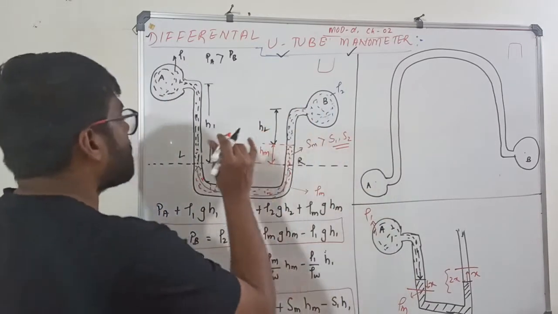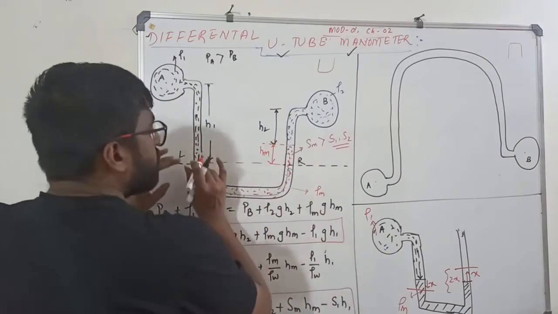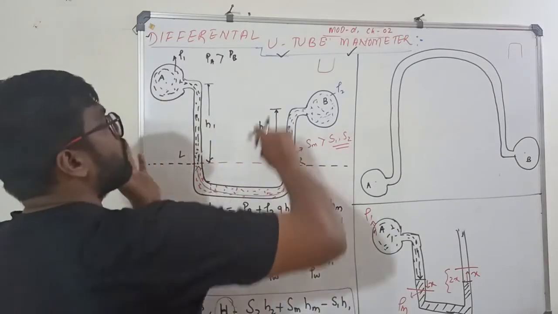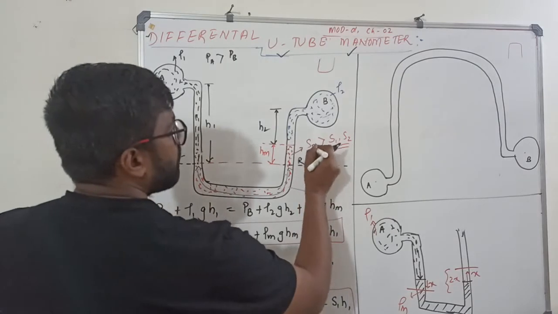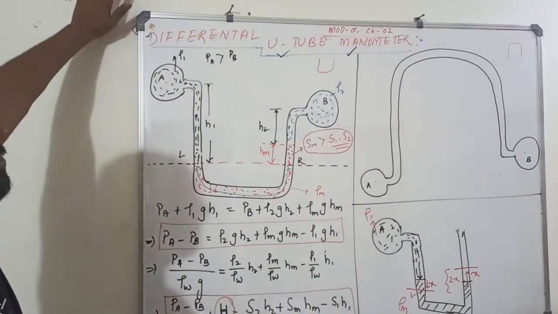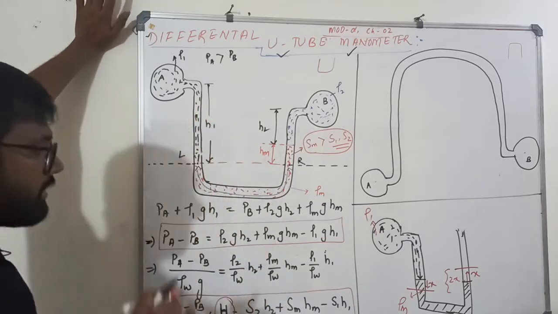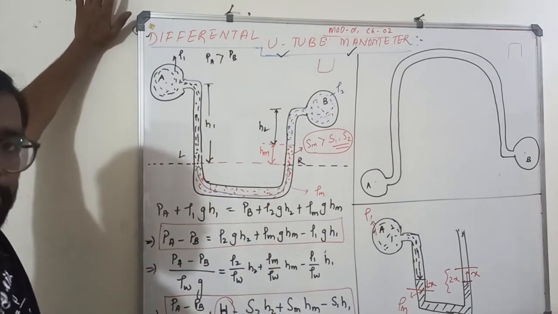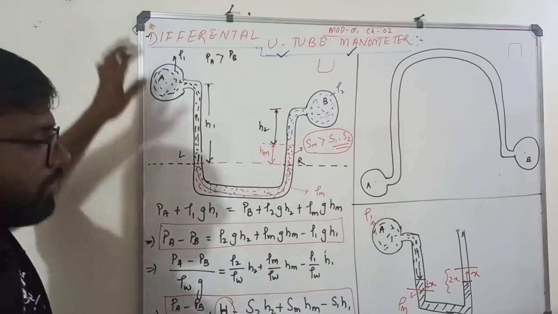So in this case, I do not want this to overflow. Hence, the density of my manometric fluid, or the specific gravity of the manometric fluid, should be more than the specific gravity of the liquids inside. Okay? Understood? Very good. This you understood.